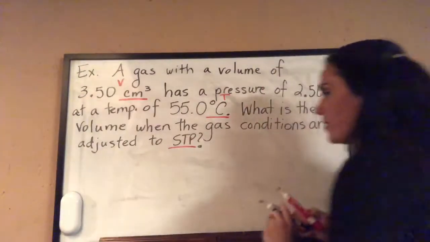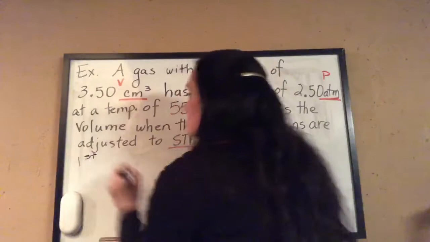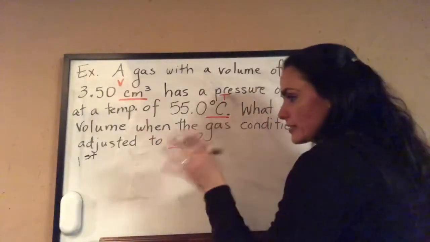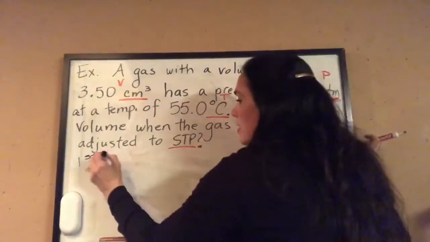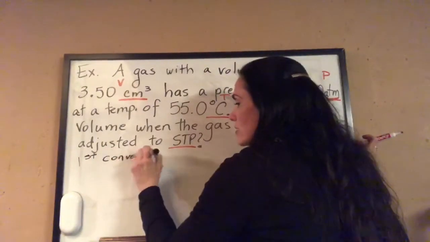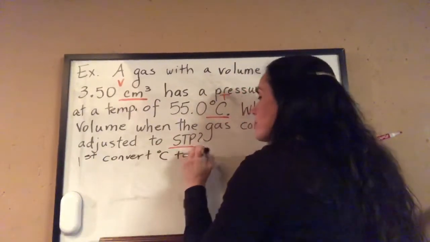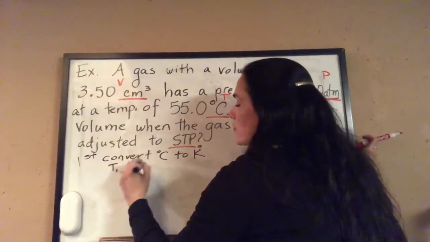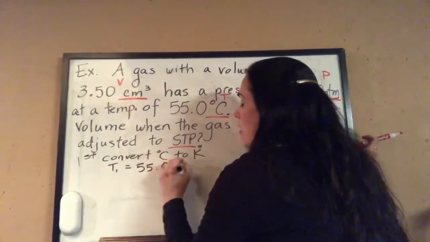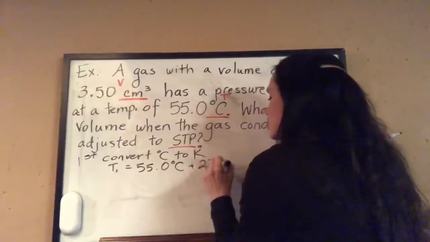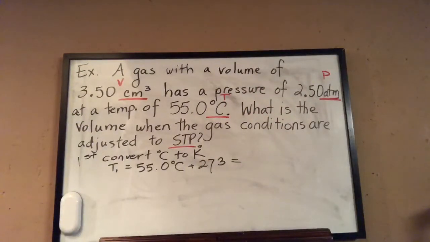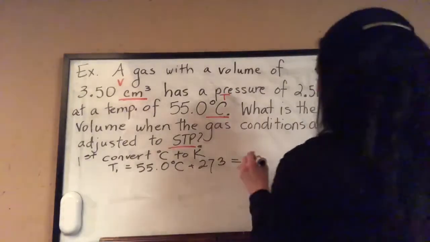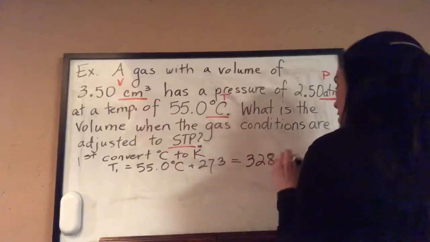You say, okay, where do we start off with? Well, just like the other gas laws, we need to have the temperature in Kelvin. So we need to convert Celsius to Kelvin. 55 degrees Celsius, we're going to add 273 to get it into its Kelvin equivalent. So that would come out to 328 Kelvin.